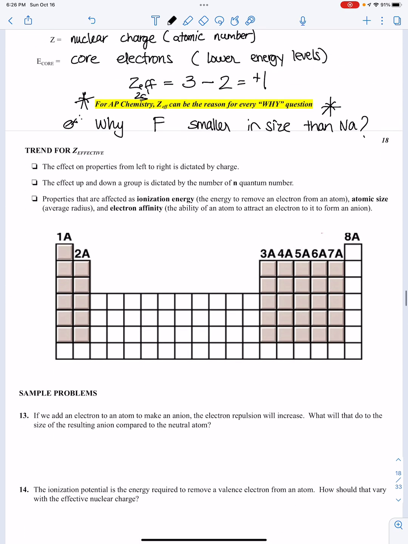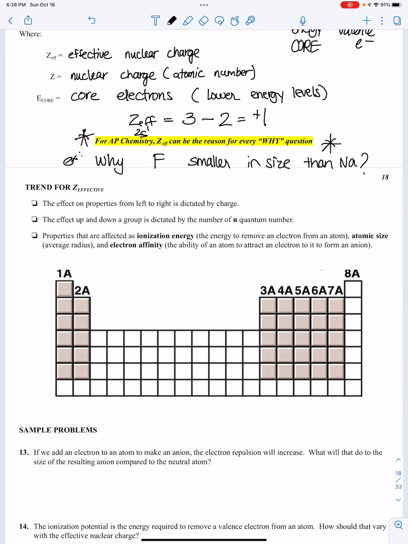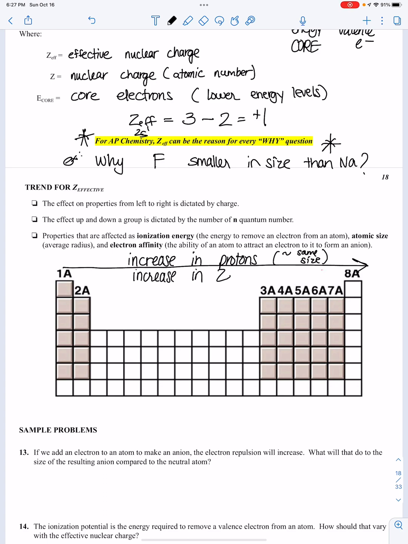I want to end with giving us an overall trend here. The effect on properties from left to right is dictated by charge. So if you go from left to right on the periodic table, you increase in protons for approximately the same size. Approximate, not dramatically. This means you'll be increasing in Z effective. The effect up and down a group is dictated by the number of quantum numbers, or I'm going to call them shells, energy levels. Be careful for this one.